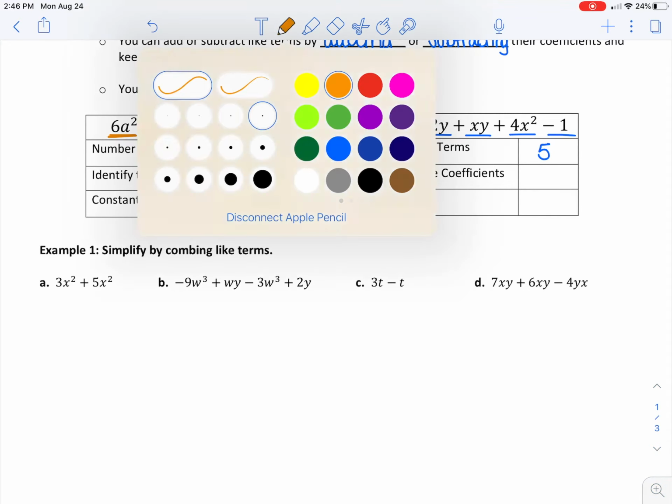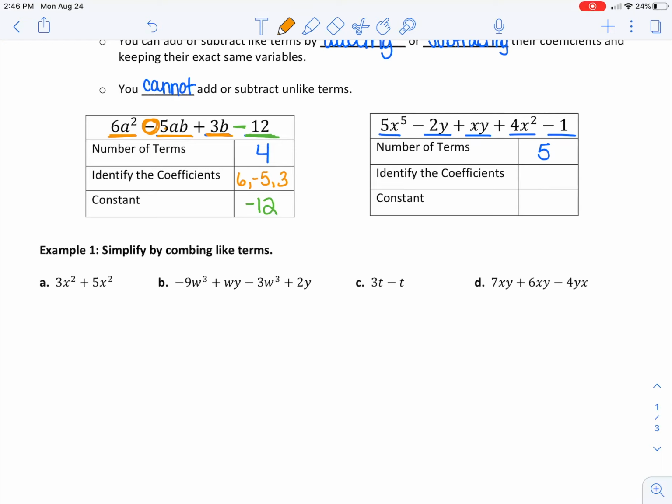Okay. Then it says, well, let's identify all the coefficients. So if we look, we have a variable x to the 5th here. The number in front of that variable is 5. So that's my first coefficient. Our second term, we have a variable y. Okay, the number in front of that y is a negative 2. Don't forget the negative.